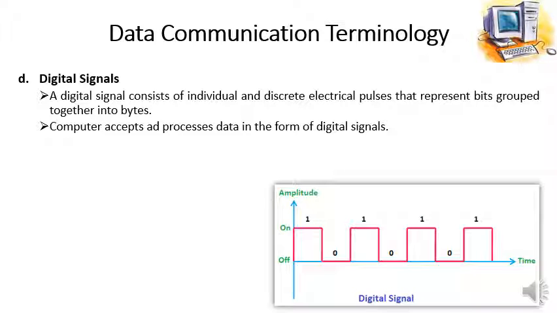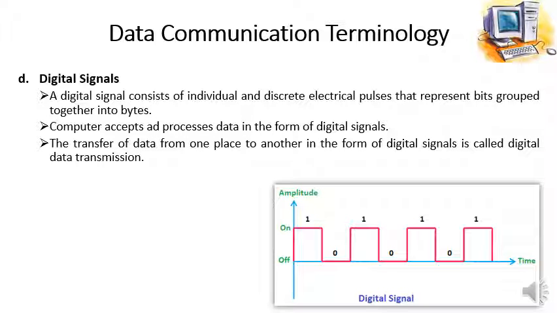Computer accepts and processes data in the form of digital signals. Now we know that computer is an electronic device, and it works on digital data only, or binary data, which is always represented in the form of zeros and ones. So the signals which are going to be processed by a computer must be converted into digital signals before processed by the computer. So the digital signal is always represented by zeros and ones, as shown here in the figure.